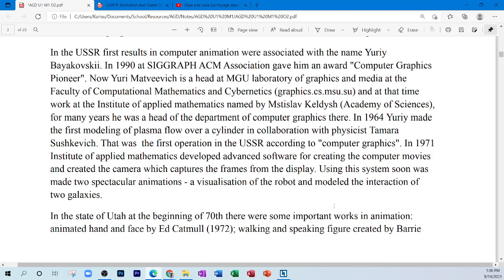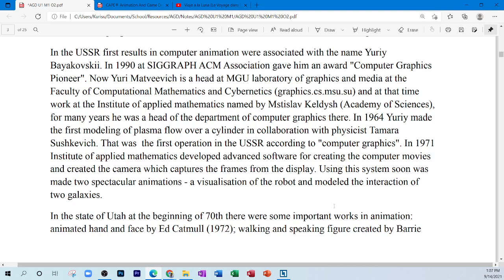In 1971, the Institute of Applied Mathematics developed advanced software for creating computer movies and created a camera which captures the frames from the display. Using the system, two spectacular animations were soon made: a visualization of a robot and a model of the interaction of two galaxies.